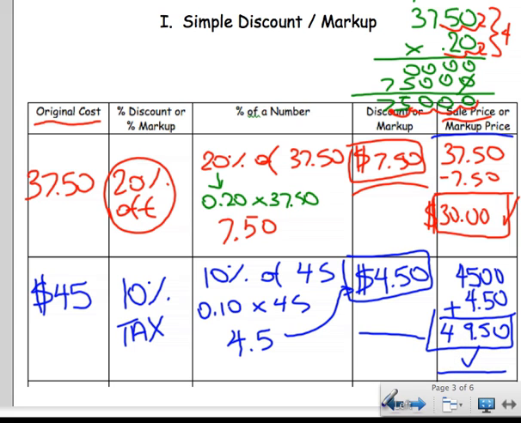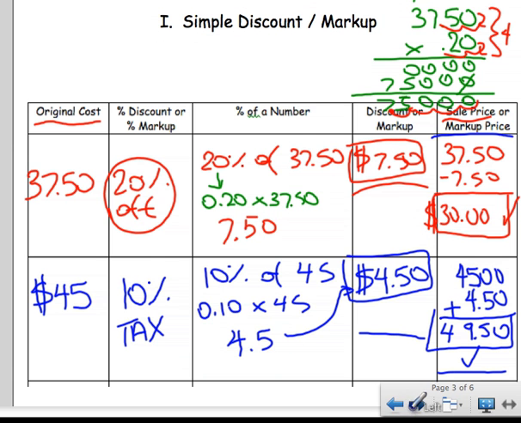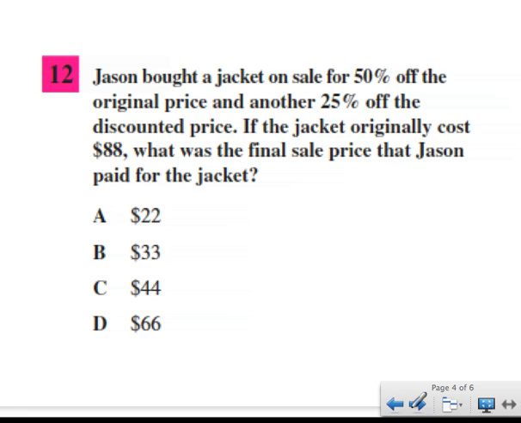So going back, you can see that we solved problems like this that were simple. They only had one thing going on. This problem that you just solved, the one thing going on was 10% tax. The second skill, which is more complicated, is what happens when you combine these things with a problem like this. This is a more complicated CST problem because there's two things going on. Here are the two things.